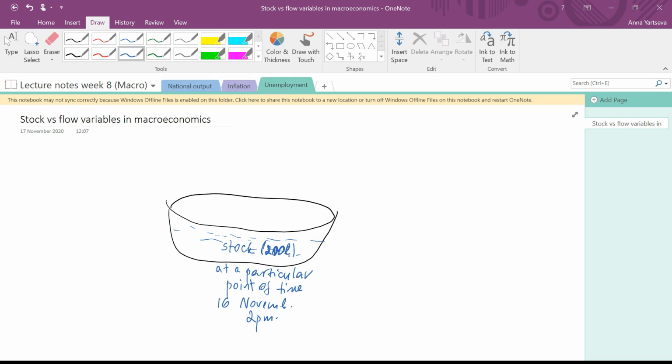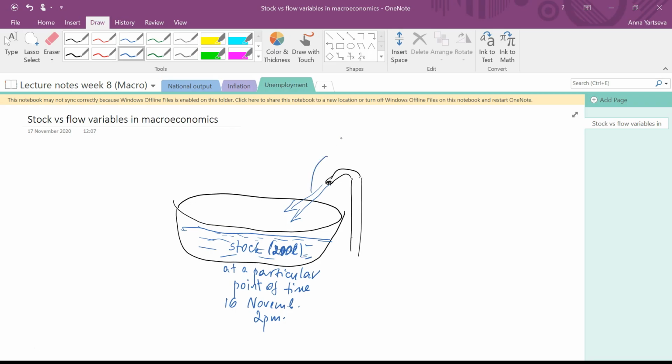Why do we measure it at a particular point of time? Because there might be some flows in and flows out. Let's imagine that we have a tap here with running water, which will add some water to this stock, which is already available. And there will be some inflow of water, which is measured per period of time. For example, 5 liters per minute. In other words, every single minute, this stock of water will go up by 5 liters. So every single minute, the stock will change, and the stock will change due to the strength of this inflow.